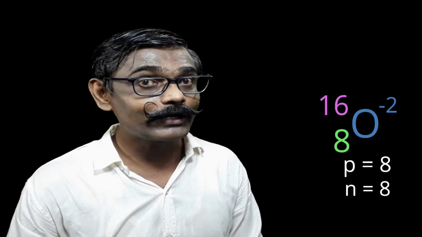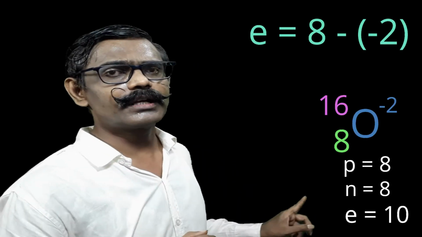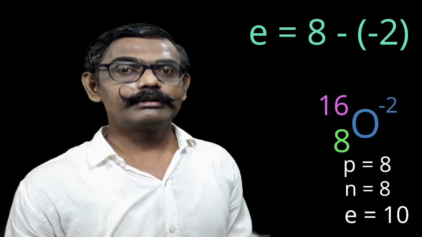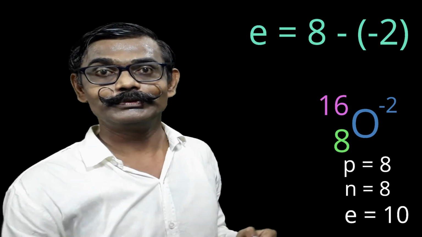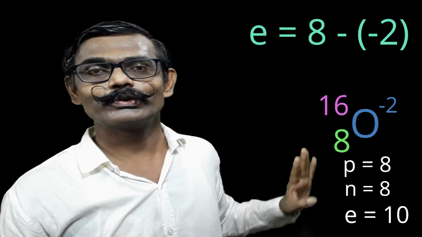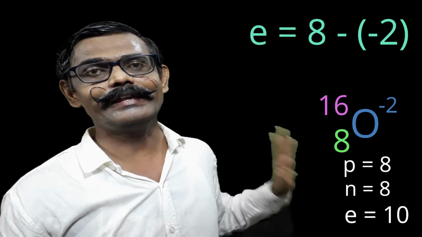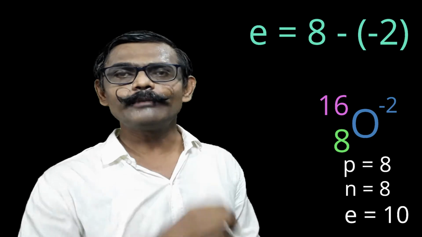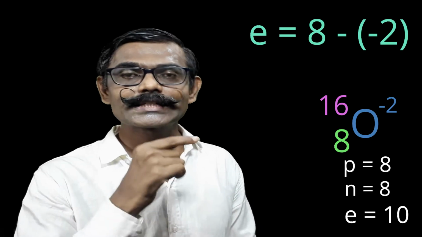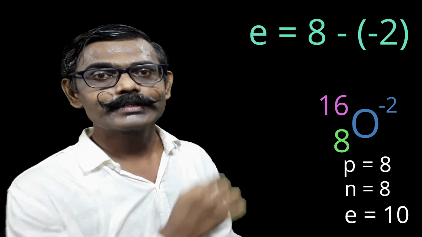How can you find the number of electrons? Yes, atomic number minus charge. What is the atomic number? 8. What is the charge? Minus 2 is the charge. So 8 minus minus 2 means 8 plus 2, so the number of electrons will be 10. Now I am using this representation here: for the number of protons, small p; for the number of neutrons, small n; for the number of electrons, small e. Is this concept of atomic number, mass number and representation of the element clear to you?